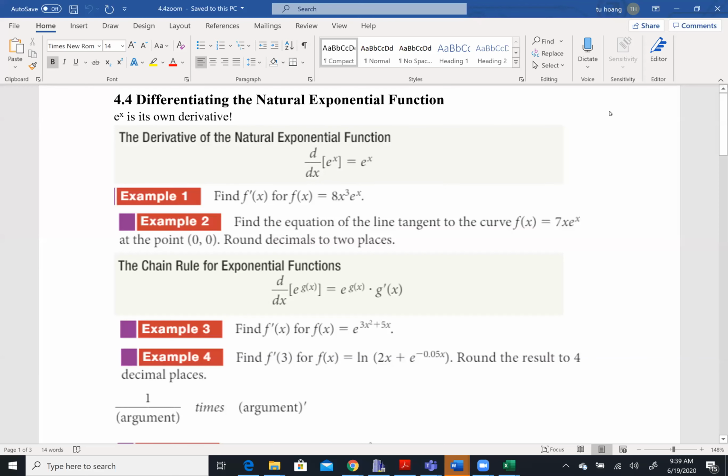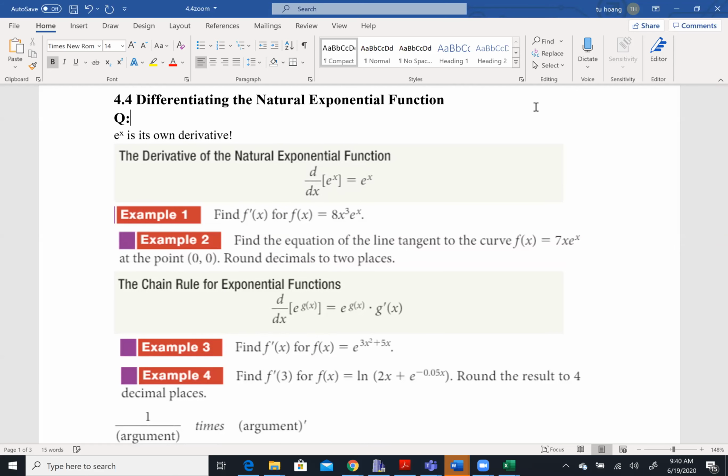Hi class. Today I'm gonna talk about section 4.4, differentiating the natural exponential functions. So in this session we're gonna answer the question: what is the derivative of the natural exponential function?